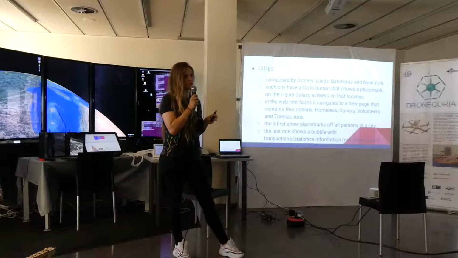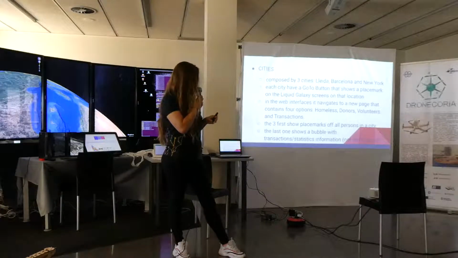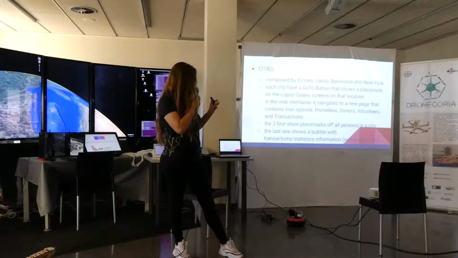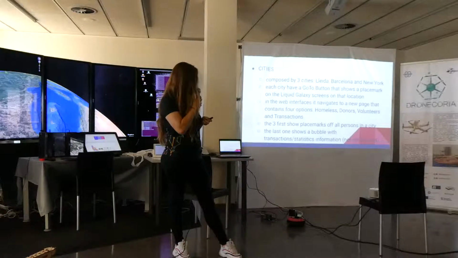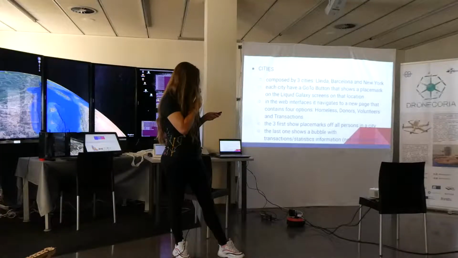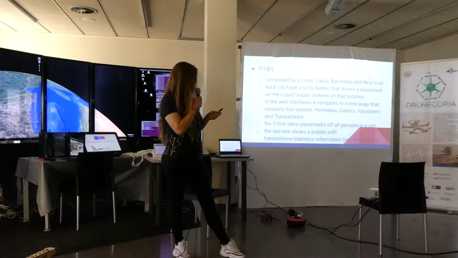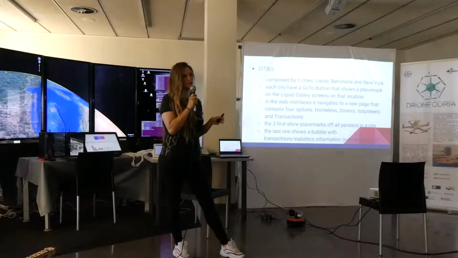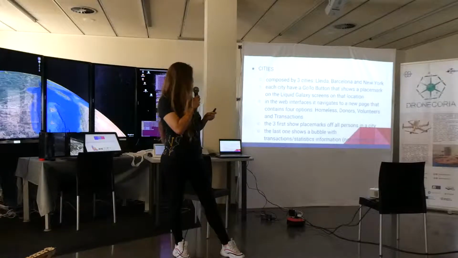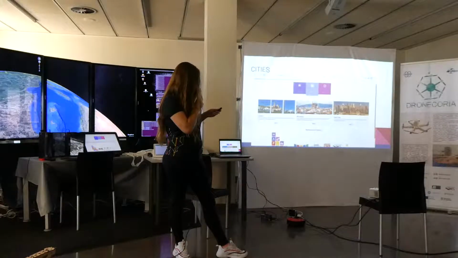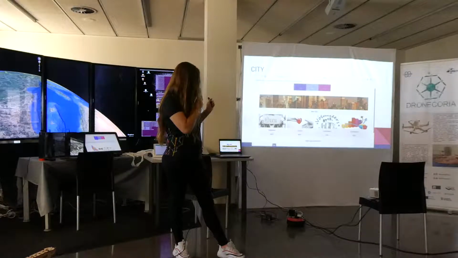It also navigates to another page that contains, for each city, homeless, donors, volunteers, and transactions. The first three for now show a placemark in the city, and the last one I haven't implemented yet, but it will show the statistics with all the transactions, like how many people donated food and how many people donated clothes. This is the cities page, and this is one city page, so this is New York.